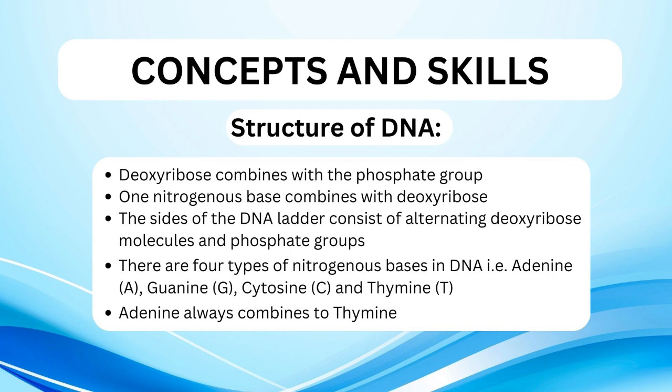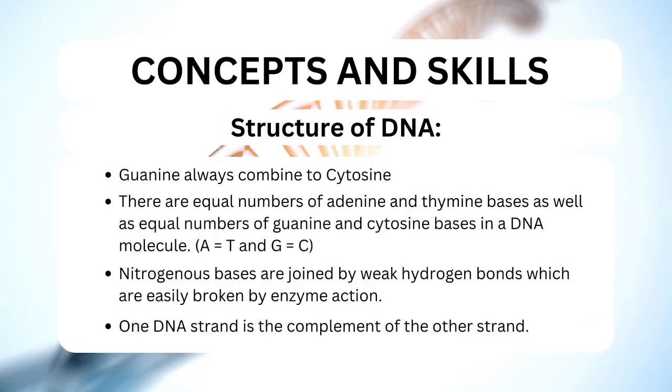There are four types of nitrogenous bases in DNA, i.e. adenine, A, guanine, G, cytosine, C, and thymine, T. Adenine always combines to thymine. Guanine always combines to cytosine. There are equal numbers of adenine and thymine bases as well as equal numbers of guanine and cytosine bases in a DNA molecule. A equals T and G equals C.